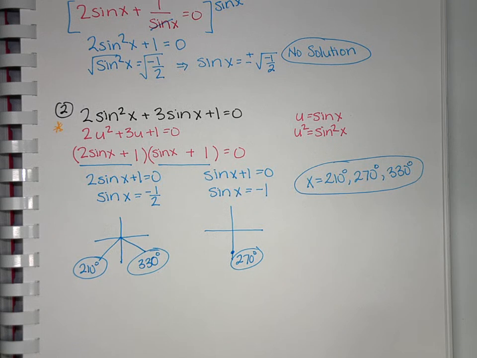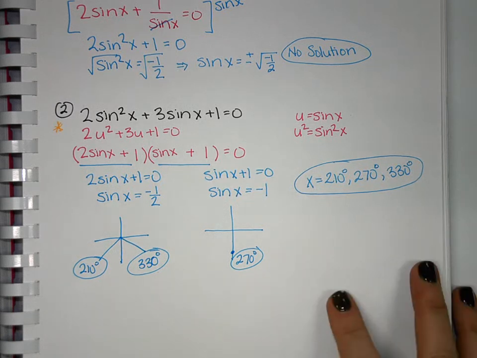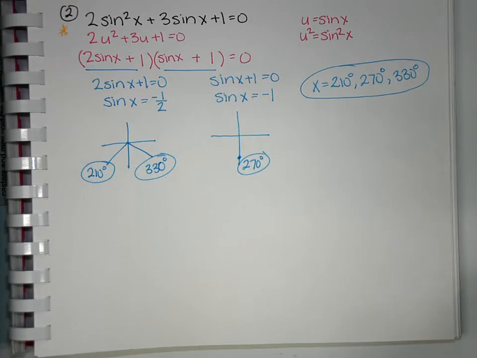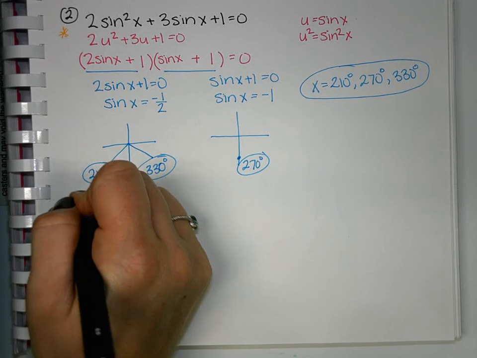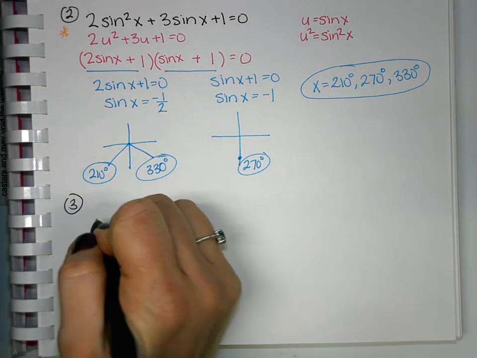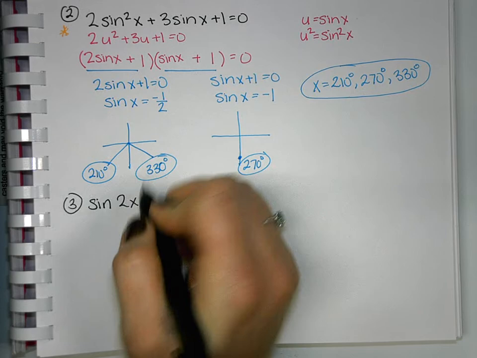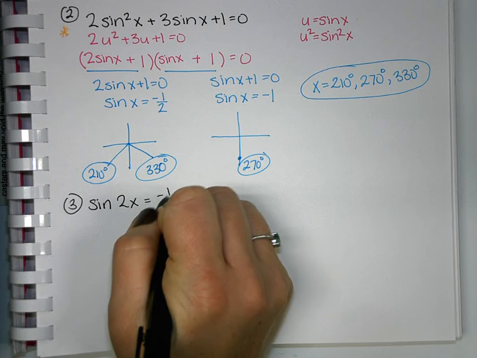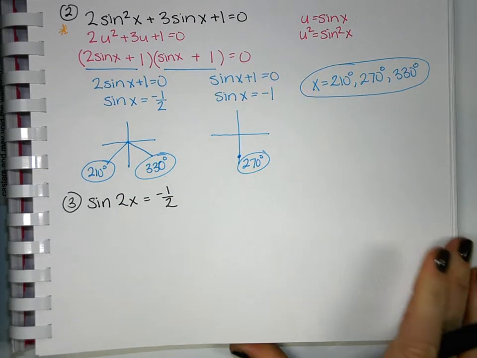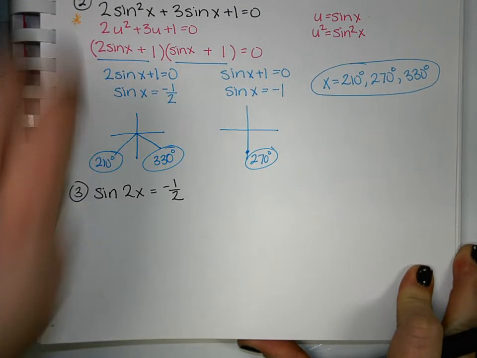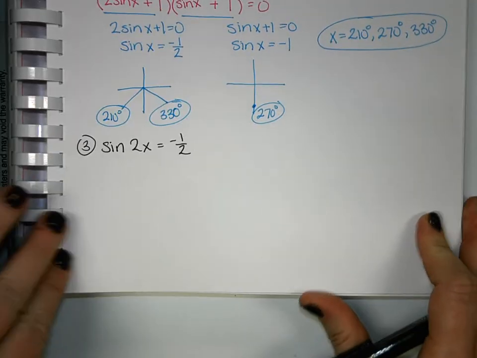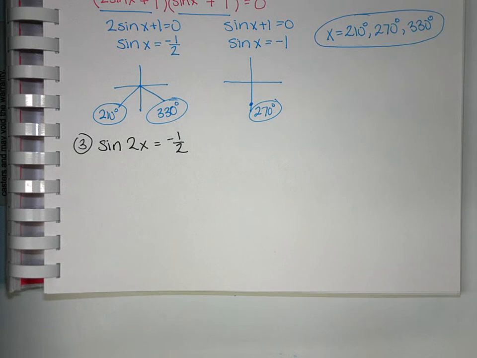Alright, I want to do one more with you tonight, and then we'll do the last 2 tomorrow in class. And this last one that I want to do with you is what happens when there's something being multiplied inside of your sine with x as opposed to outside.